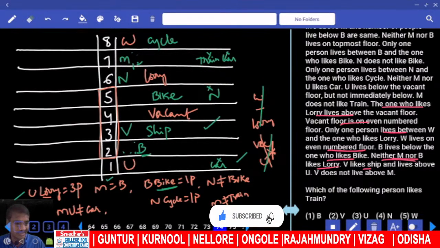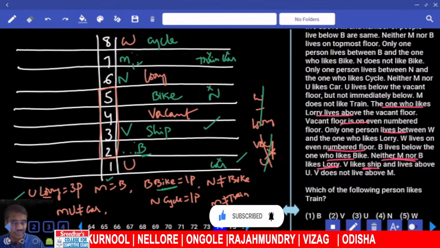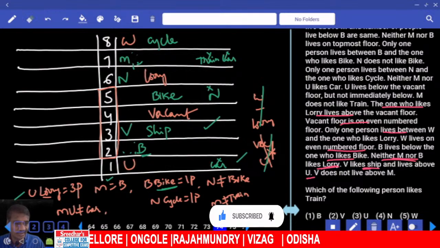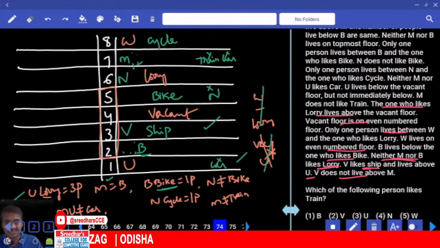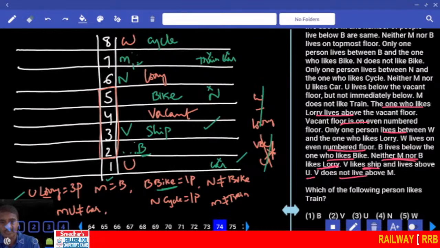Then neither M nor B likes lorry. V likes ship and lives above you. And V does not live above M. V is below this M. What is left for us? Only one more person. Who is that one? A. And A likes bike.